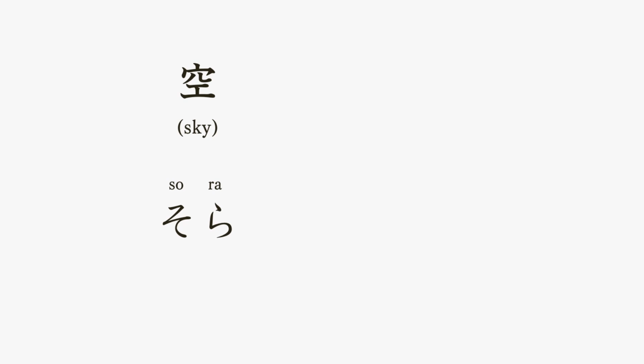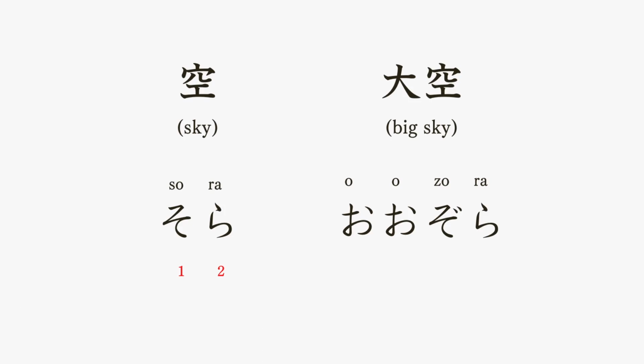Sky, or sora, is 2 kana, so-ra, and it's also 2 mora. The big sky, which sounds a little bit weird in translation, but let's go with it for now. Ōzora is 4 kana. The 2 o's are 2 separate moras and therefore also separate beats. So ōzora should be 4 beats.